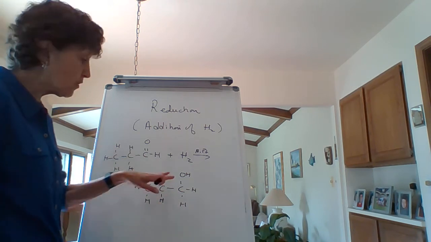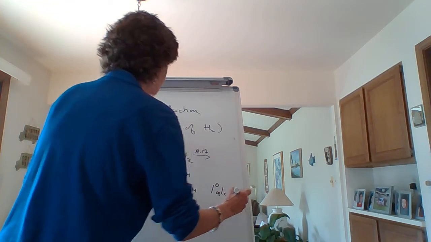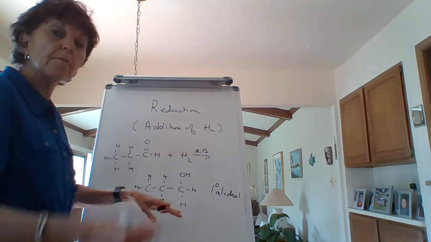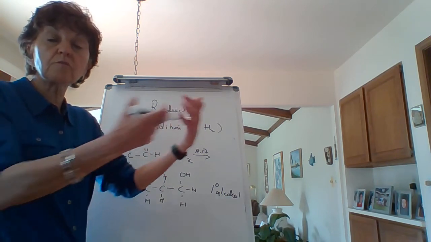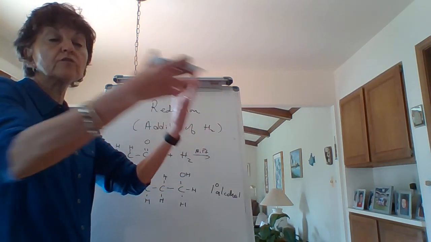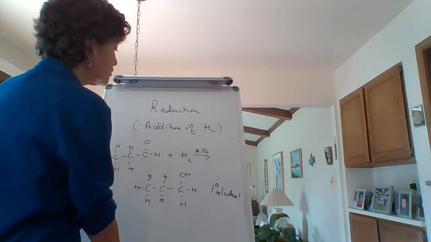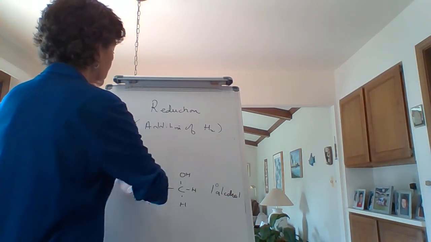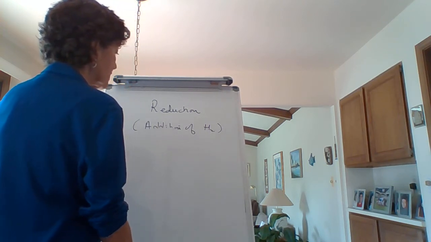What type of alcohol? This is a primary alcohol. So when you reduce aldehydes, you turn them back into their original primary alcohols. Because remember, primary alcohol was used to make the aldehyde. Now you can turn the aldehyde back into the primary alcohol. So the same holds true for the ketones. Remember, secondary alcohols are the ones that we used to oxidize to make ketones.